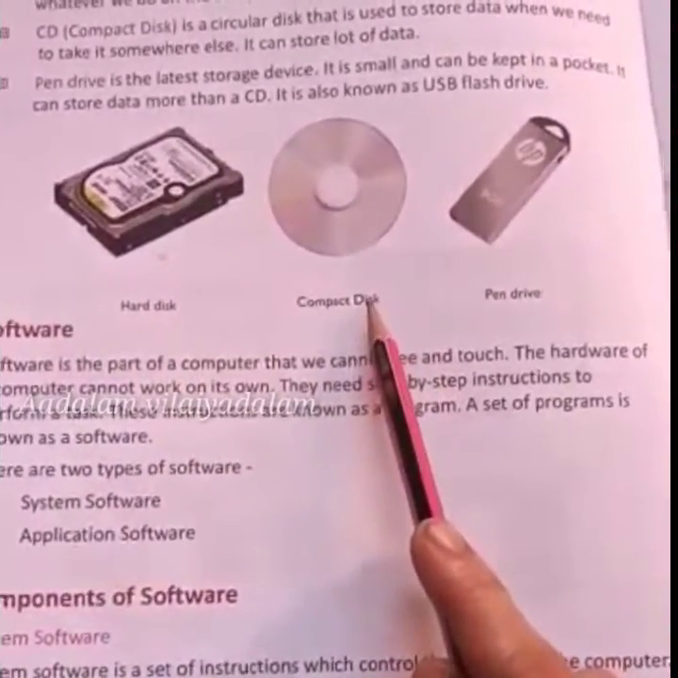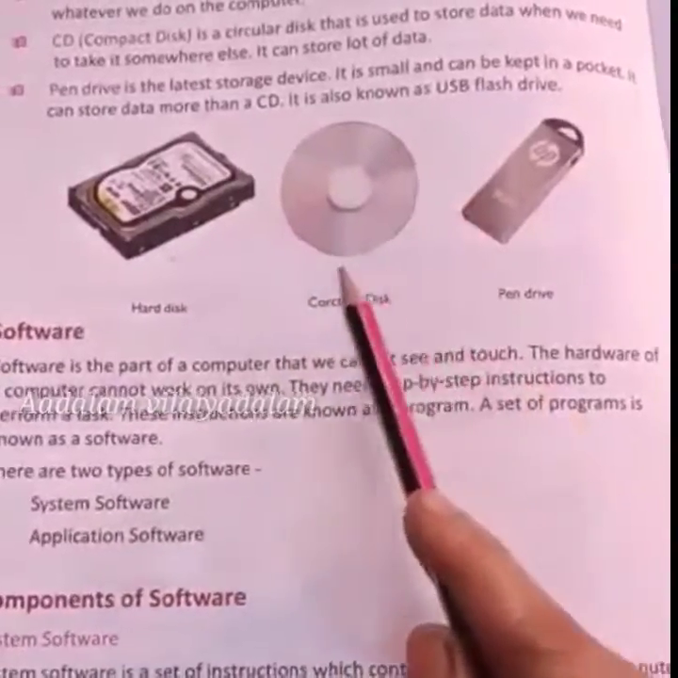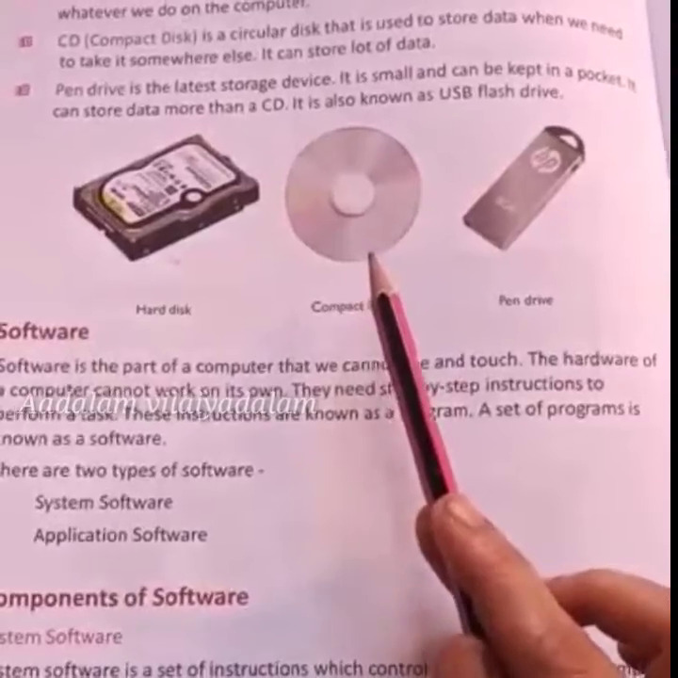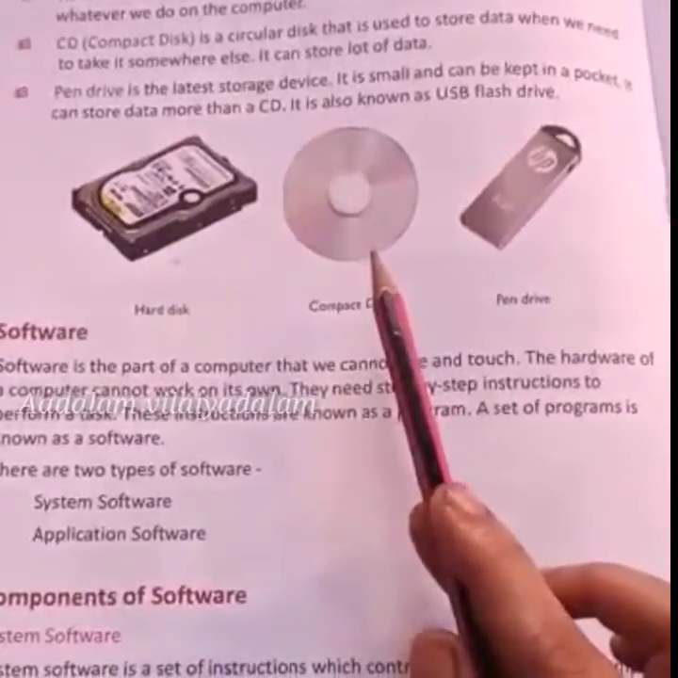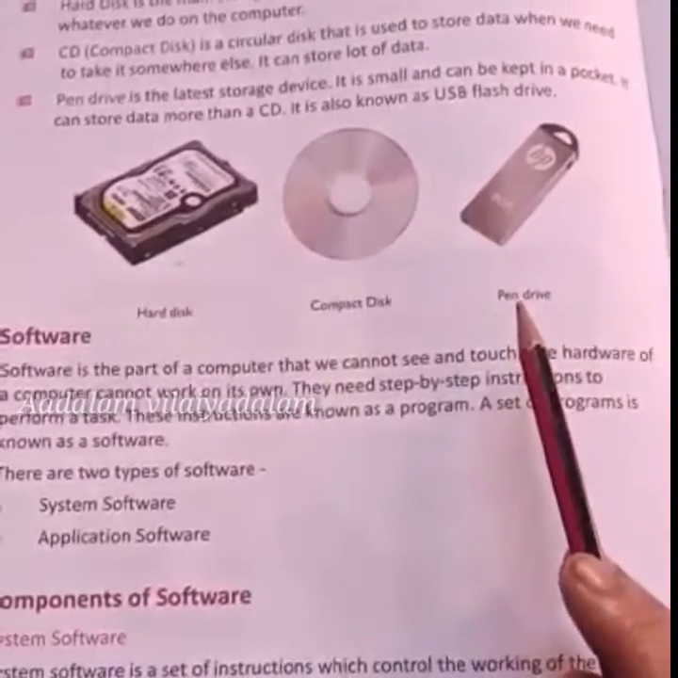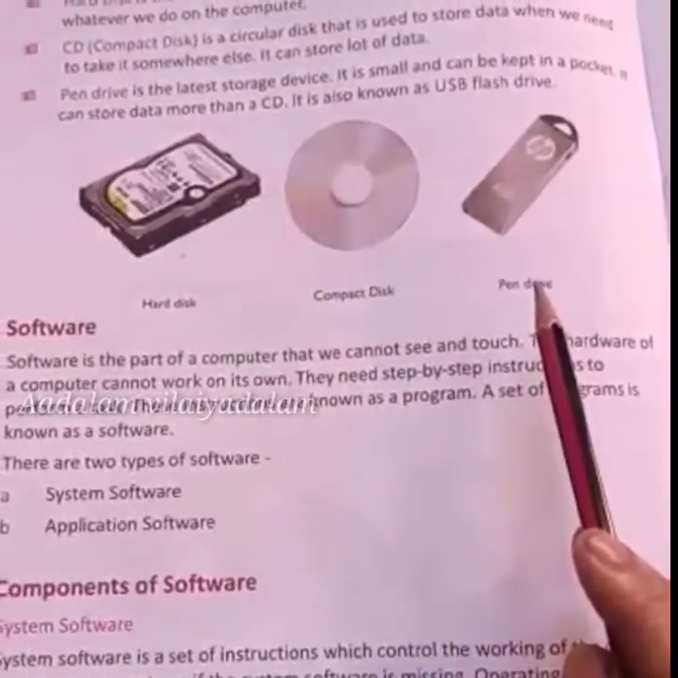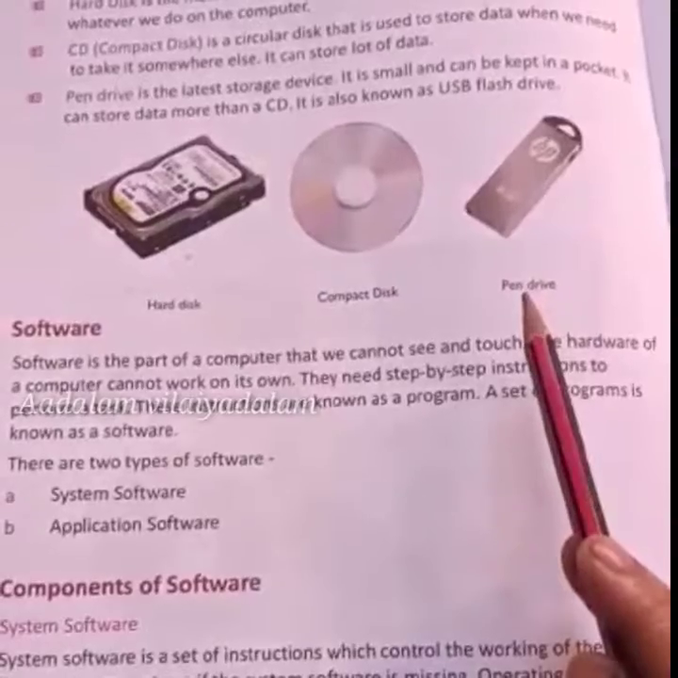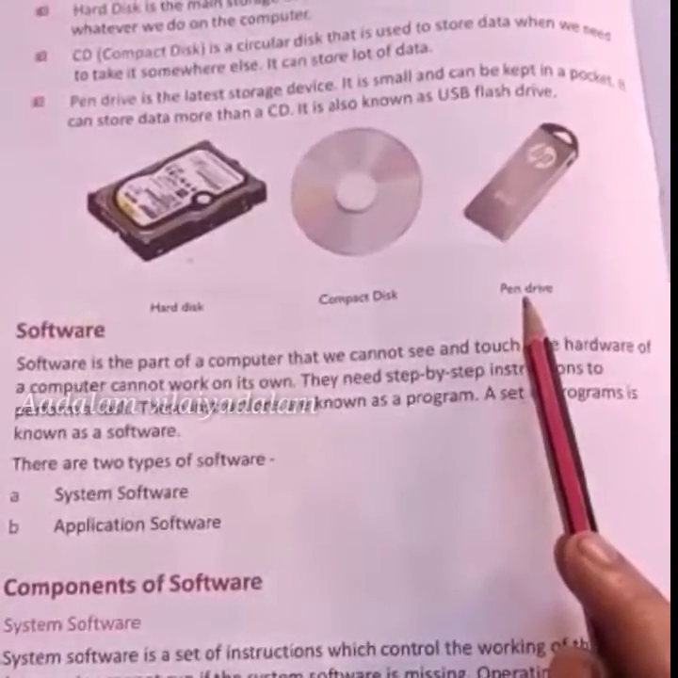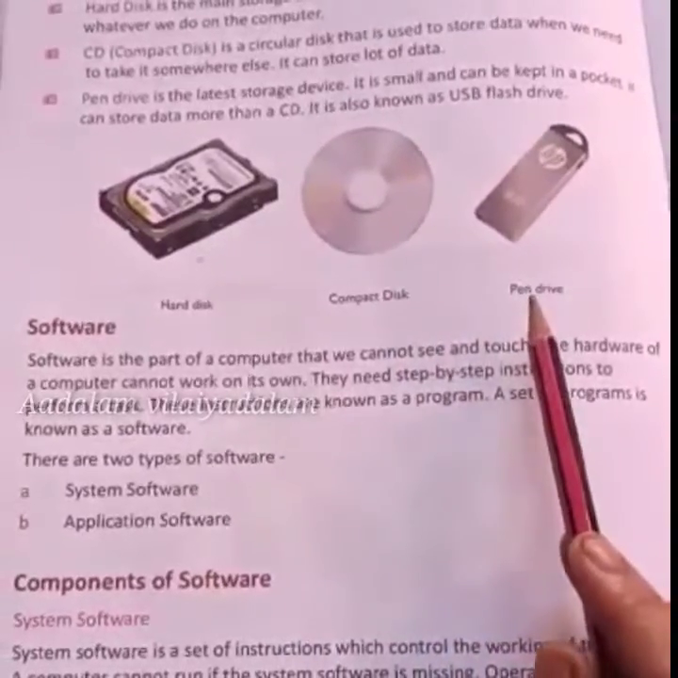This is a CD. This is round in shape. This is a circular data storage device. This has very little space. And this is a pen drive, which you know very well. Nowadays students are not available without a pen drive. So a pen drive stores more data when compared to the CD.